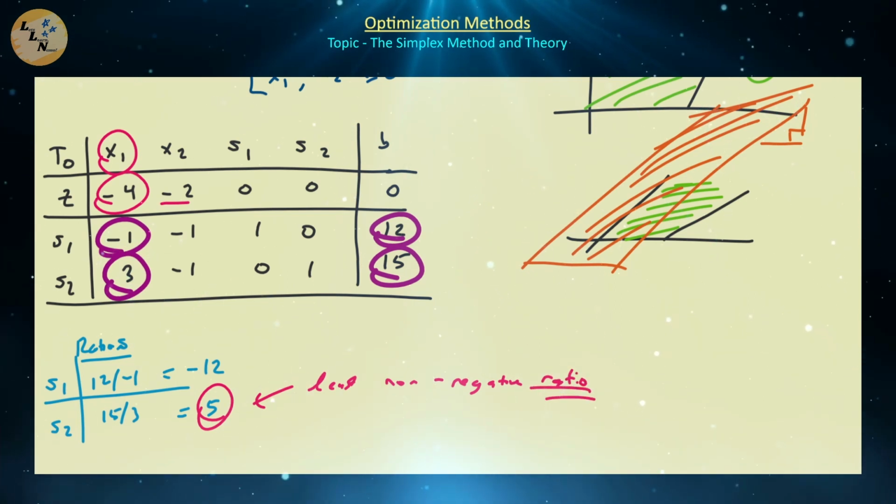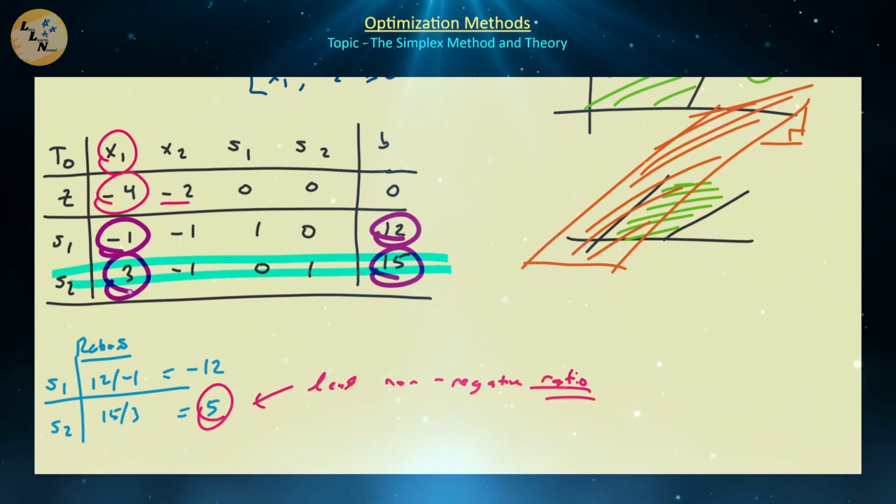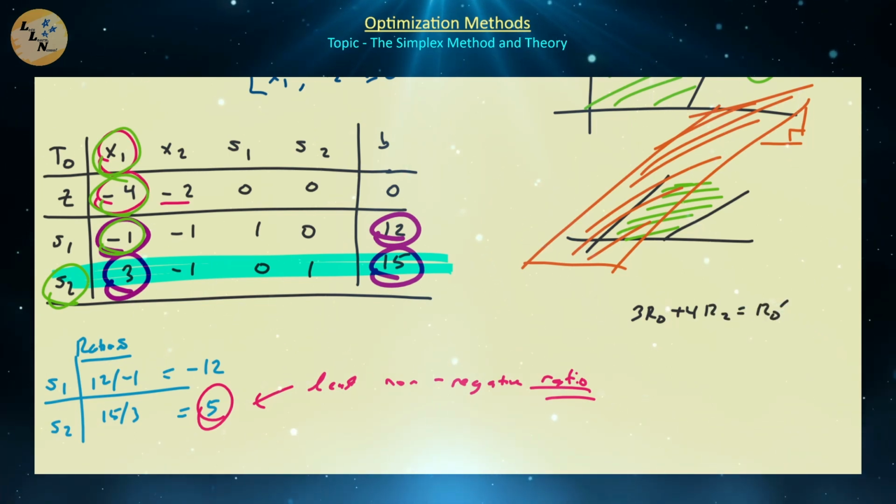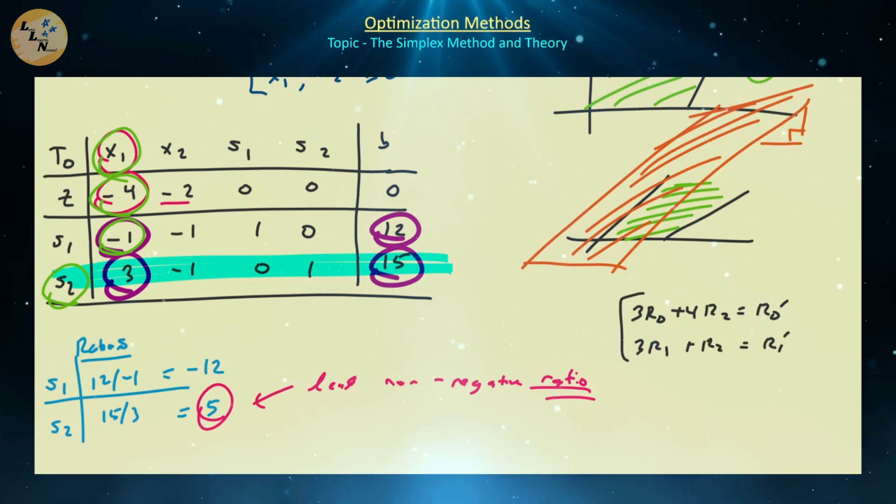Least non-negative ratio. So if that is our least non-negative ratio, that is going to be the row, and 3 is going to be our pivot. So that means we need to change -1 and -4 to 0. We need to depart S2 and enter x1. So via Gaussian elimination, one way we can do that is, for example, 3 times row 0 plus 4 row 2 to get a new row 0. That's going to cancel out that -4. And then we can do 3 times row 1 plus row 2 to generate a new row 1.